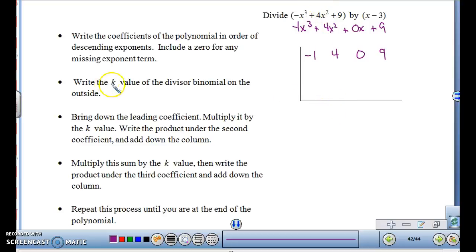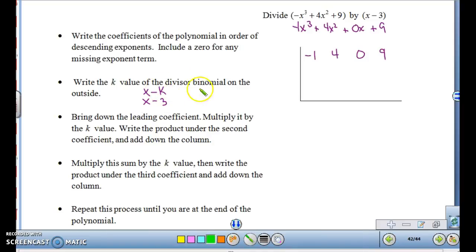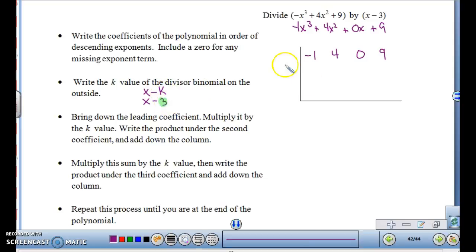Now, the next thing is to write the k value of the divisor binomial on the outside. So we know this is x minus 3. Remember, this is in the form x minus k. So if this is x minus 3, that means your k value is actually going to be 3, not minus 3. So your k value is going to be 3.